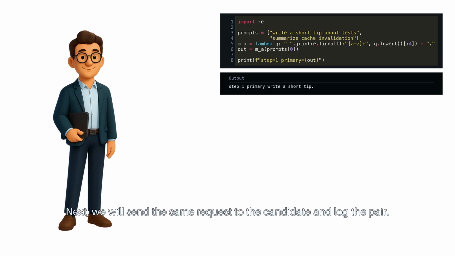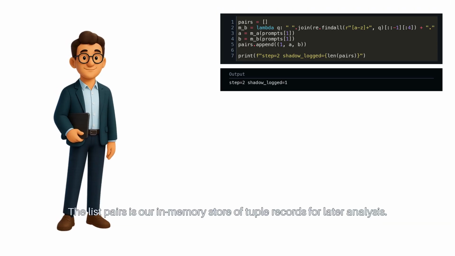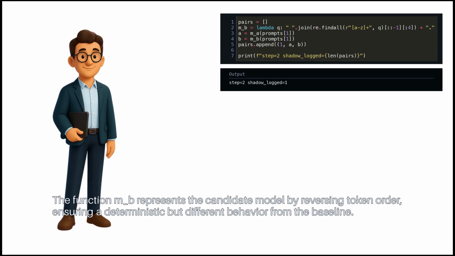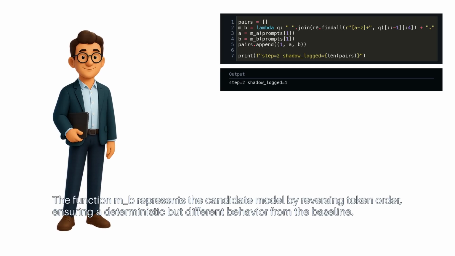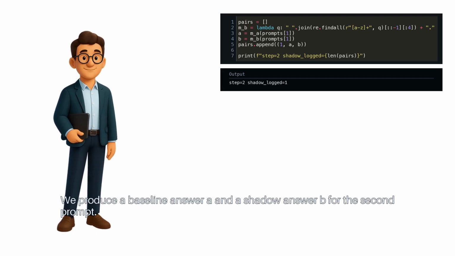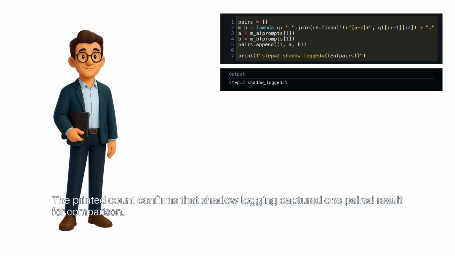Next, we will send the same request to the candidate and log the pair. This snippet fans out traffic to a shadow model and logs both outputs. The list pairs is our in-memory store of tuple records for later analysis. The function MB represents the candidate model by reversing token order, ensuring a deterministic but different behavior from the baseline. We produce a baseline answer A and a shadow answer B for the second prompt. Then we append an entry containing a synthetic request ID, the primary output, and the shadow output. The printed count confirms that shadow logging captured one paired result for comparison.